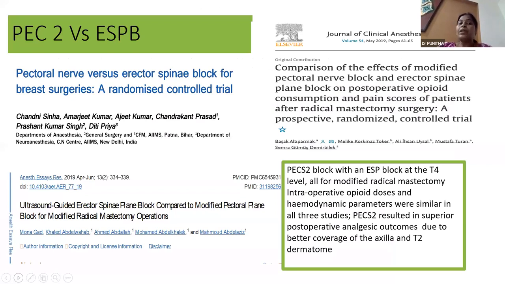When comparing PEC 2 and ESP at the T4 level in modified radical mastectomy patients, even though the intraoperative opioid dose and hemodynamic parameters were quite similar, it was found that PEC 2 resulted in a superior postoperative analgesic outcome, and that is due to the better coverage of the axilla and the T2 dermatome.